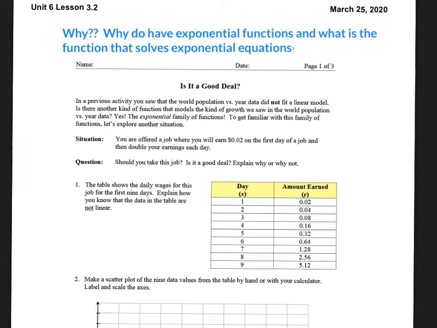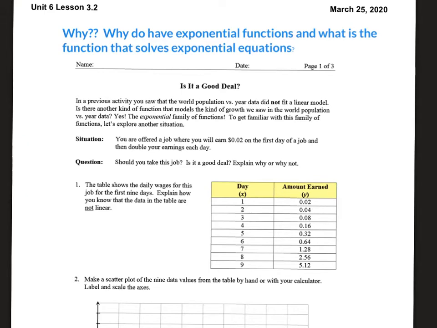Hello, this is Mrs. Ringrose, and we're back at it again to continue our knowledge on exponential functions and its inverse function, the logarithmic function. So you probably are still asking yourself why? Why do we need exponential functions? And then, of course, that begs the question, why do we even need to know about logarithmic functions?